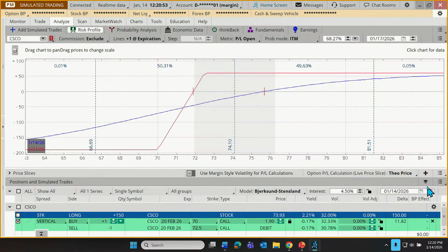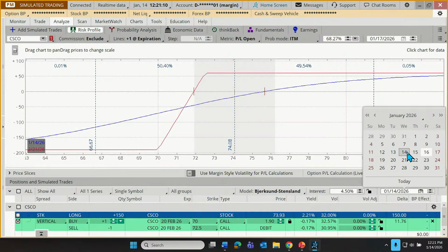Let's ask ourselves the question. I wonder how this trade would be doing. We're at 74.10 right now. I wonder how it might be doing next week if the stock has gone up to like 77 bucks. Let's turn the trade that way. Let's come down here to the little calendar. I'm going to click on that. Here's the 14th. Let's move everything, meaning this blue line, forward to the 21st.